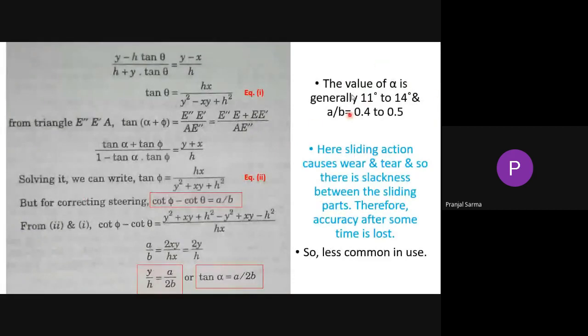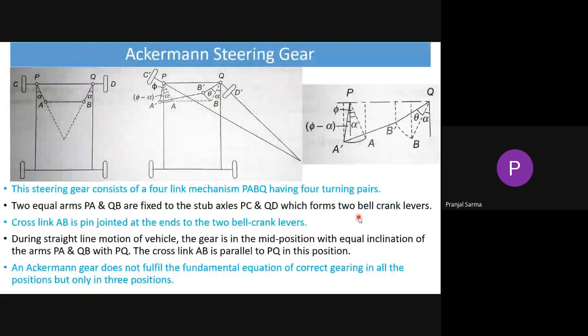Generally the alpha value of 11 degrees to 14 degrees is the standard, and this ratio a by b generally lies within the limit of 0.4 to 0.5. But here, as I have seen, there are so many sliding pairs involved. If there are sliding pairs, ultimately there will be a high level of friction, more wear and tear, so there will be loss of accuracy of the steering gear mechanism after some time. That's why it is less common in use.